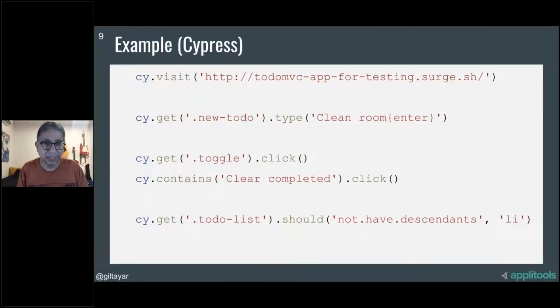They automate browsers. This is an example Cypress script, cy.visit. This is gonna be our app under test today. It's the To-Do MVC. It's a very, very simple to-do app. It's complex enough to do some testing on it, but not too complex that you wouldn't understand. Then I get the element there, the new to-do, and type in clean room and press enter so that a new to-do will be created.